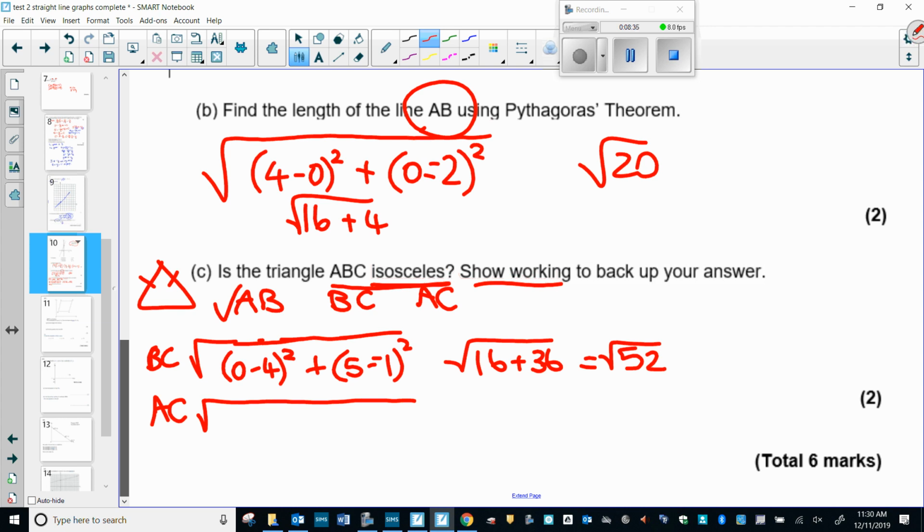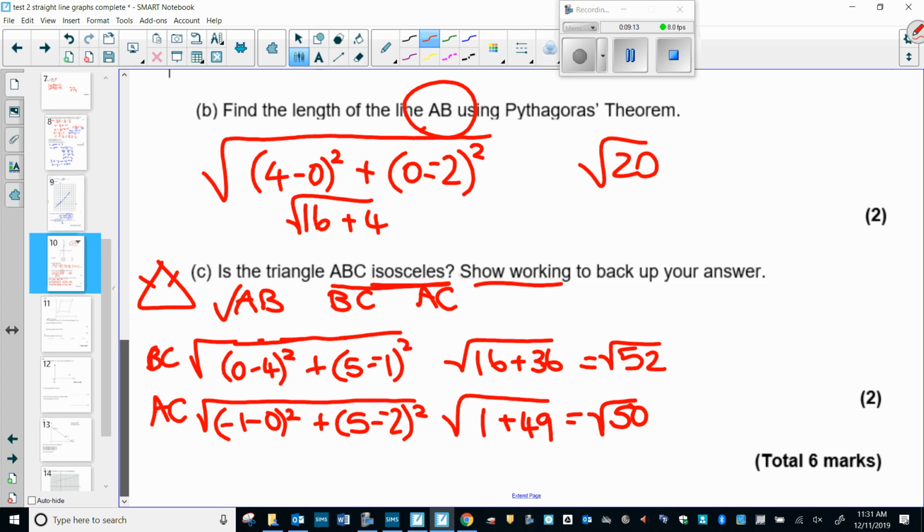So AC, you would do -1 minus 0 squared plus 5 minus -2 squared. Okay, as I said, I'm not looking at the numbers, so I'm assuming this is right. And then it equals -1 squared, which is 1, plus 49, because that's 7 squared. So something's gone wrong.